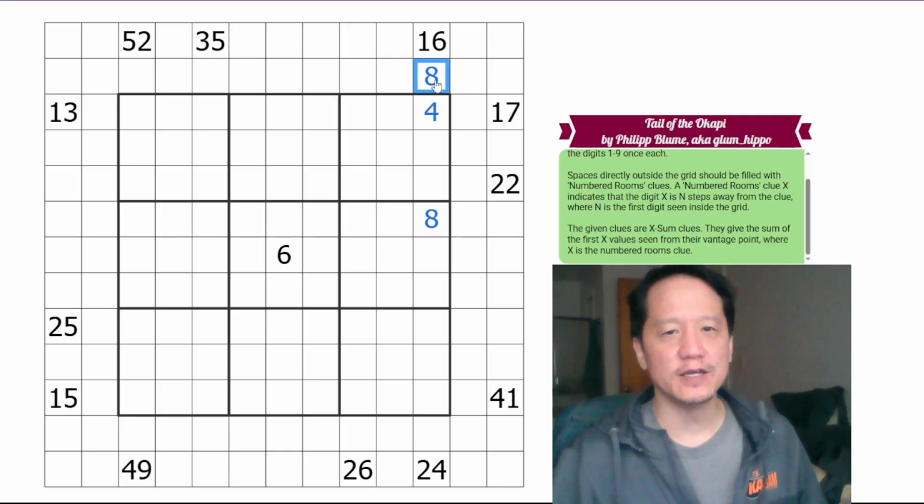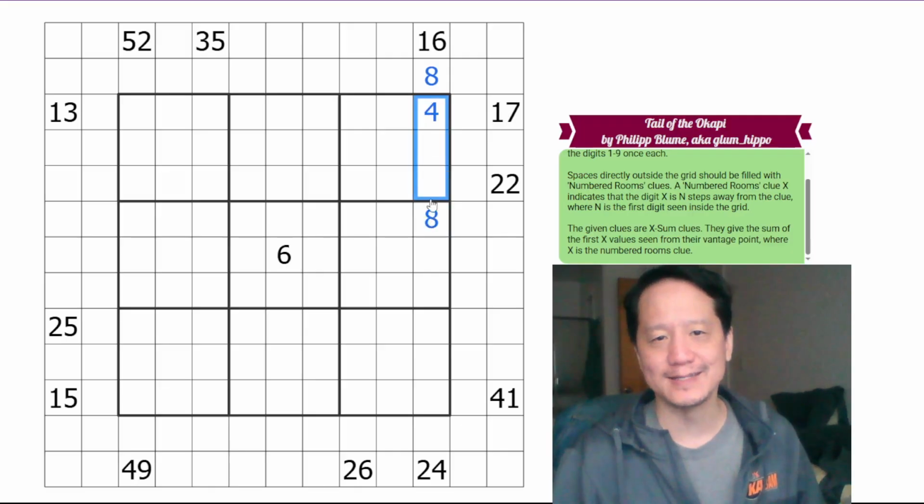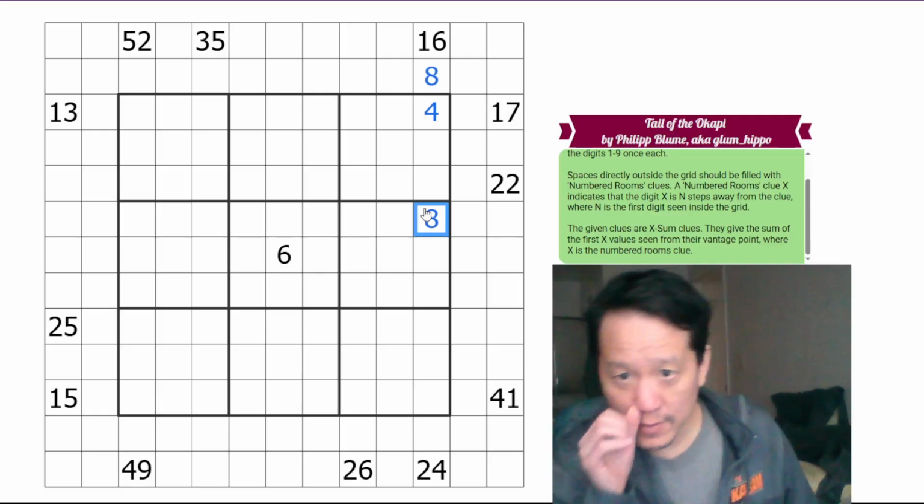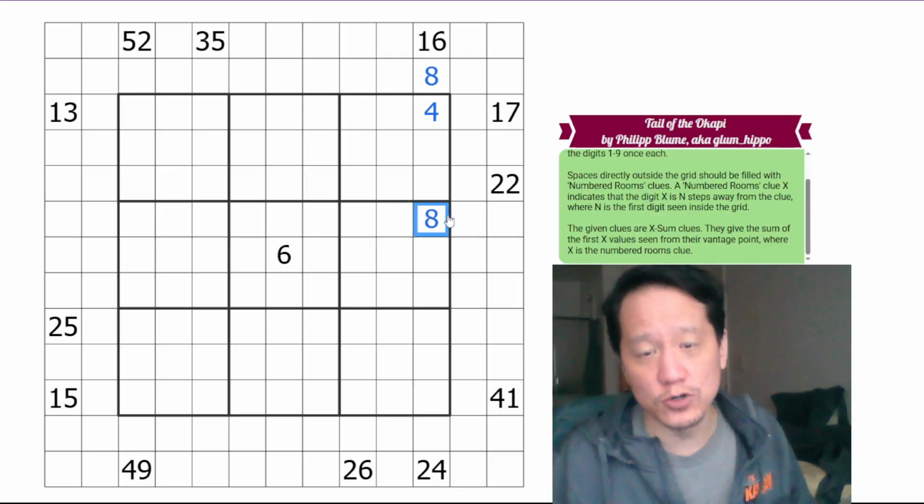Basically, whatever digit is outside of the grid must appear n steps away inside the grid from the clue, where n is the first digit seen. So again, if this were 8 and this were 4, this 8 has to appear 4 steps away from the clue, which is here, inside the grid. So that's how numbered rooms work.